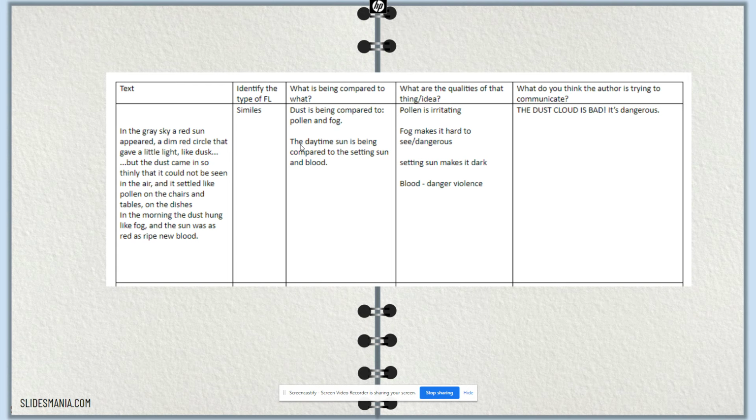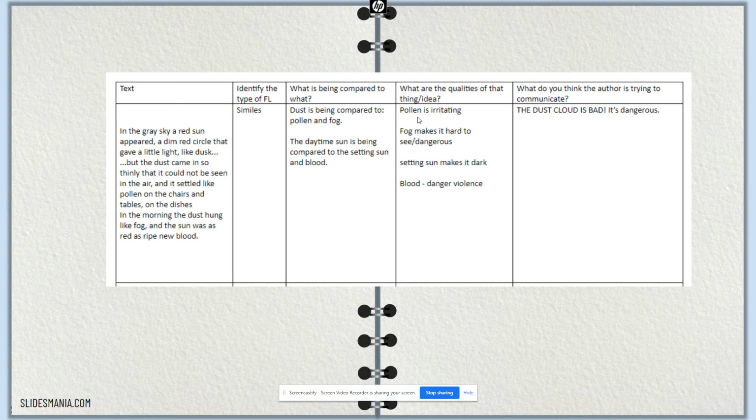And then the daytime sun is being compared to the setting sun. Dusk is when the sun goes down. And it's also being compared to blood. That's kind of dark. So what are the qualities here? Well, pollen is really irritating. And if you have allergies, then you know that.